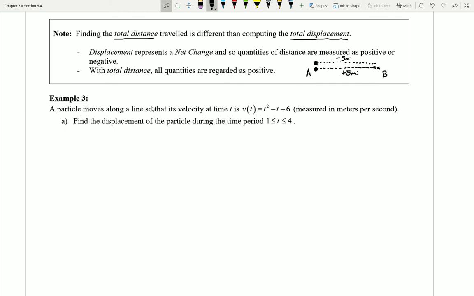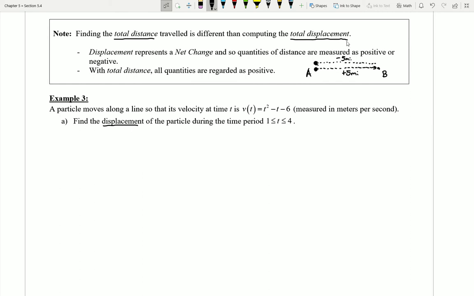I'm going to be interested in finding the displacement of the particle during the time period from 1 second to 4 seconds. Now, the interesting thing here is I have to figure out if there is a difference between total distance and displacement. And here I can clearly see that I'm being asked to find displacement. How do I know how to compute this?